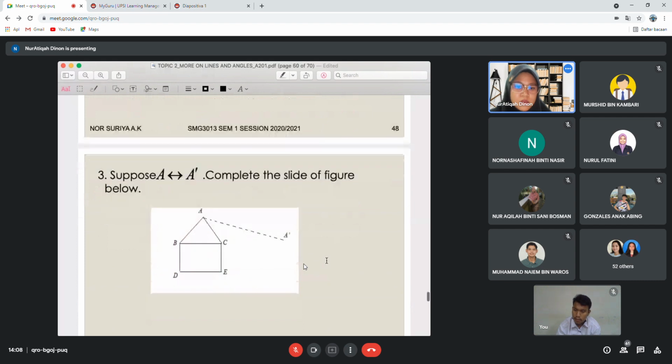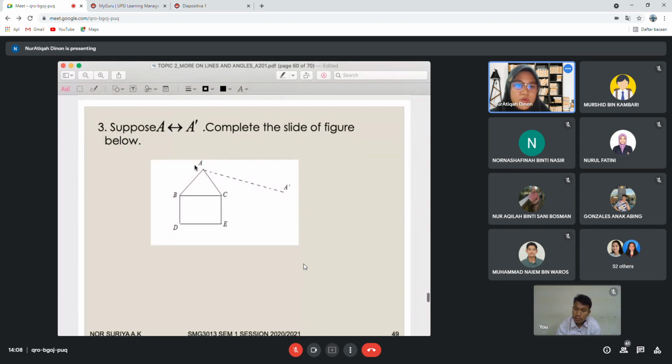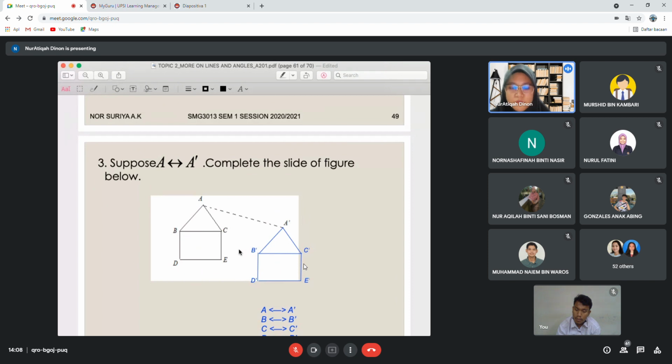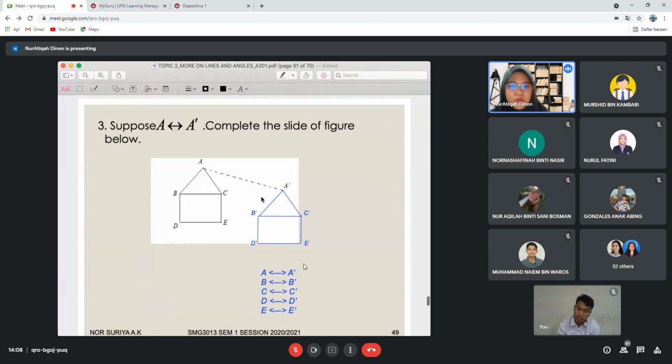Okay, the third one: suppose A slides to A prime over here, complete the slide of the figure below. So I tried this one. This is a rough drawing. When we slide, like moving from here to here, we can have A to A prime here, B to B prime here. You can draw the line as well.